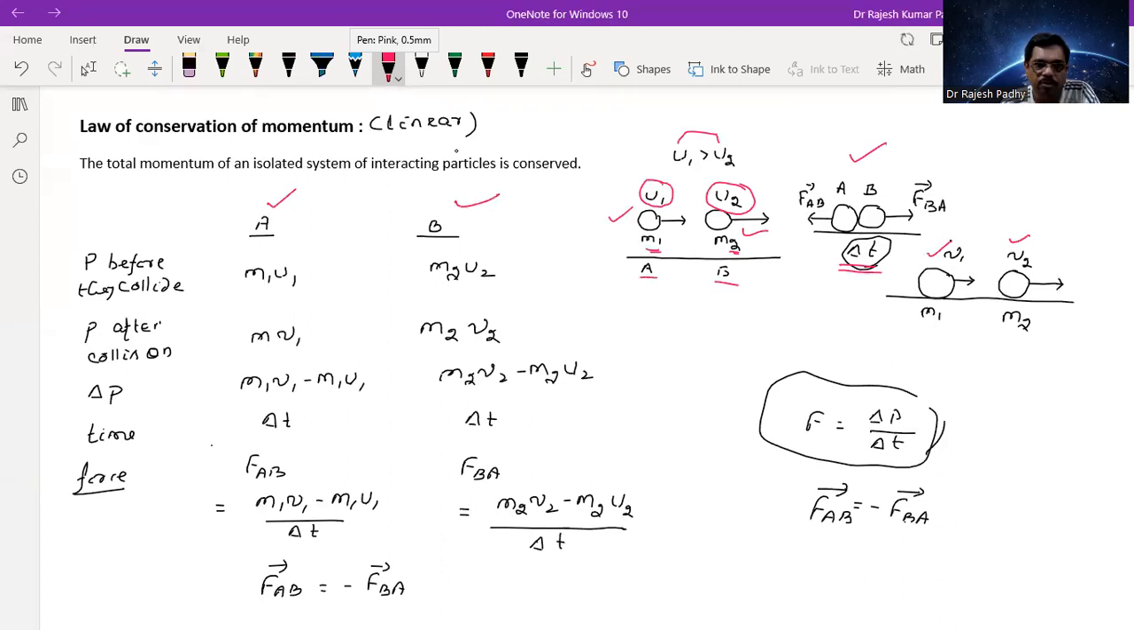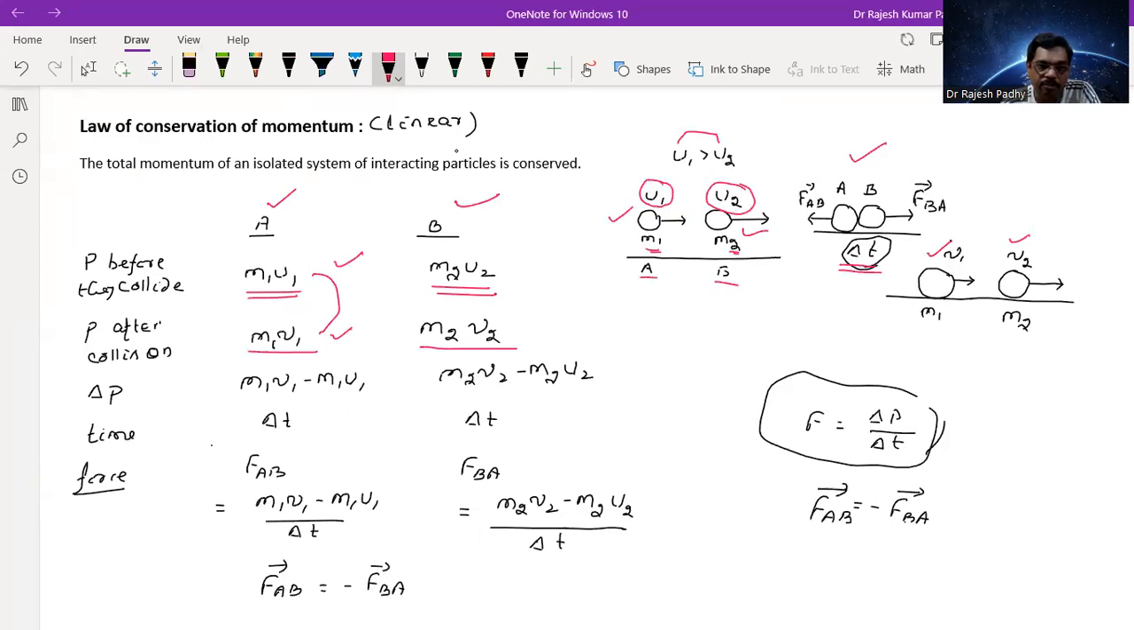Now let us check what happened to A and what happened to B. Momentum before collision is m1 u1 for A and m2 u2 for B. After collision, the momentum of A is m1 v1 and the momentum of B is m2 v2. Obviously, there is a change in momentum. This is final, this is initial. Change in momentum for A is m1 v1 minus m1 u1. Similarly, change in momentum for B is m2 v2 minus m2 u2.